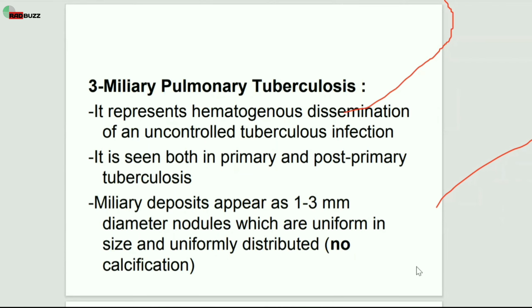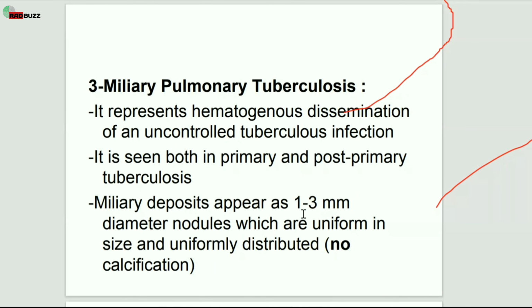Miliary pulmonary tuberculosis. This is hematogenous spread. So whenever there is a hematogenous spread, there will be no control. It will be diffused everywhere in the lungs. So it's like uncontrolled tuberculosis infection, and it can be seen both in primary and post-primary tuberculosis. Miliary TB has a little bit different etiology.